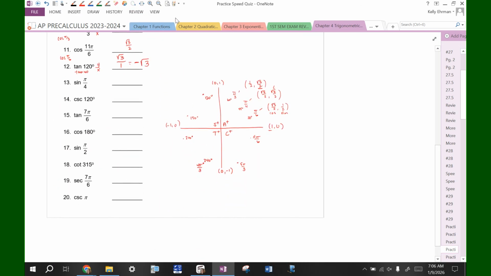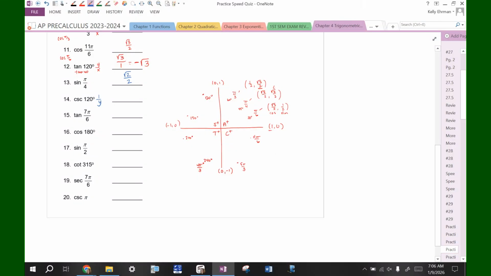Okay, sine of pi over 4. I love the pi over 4s. They're the easy ones. Sine is radical 2 over 2. Oops, my color changed. Cosecant of 120. So this is going to be 1 over the y-coordinate. 120, we already did that.